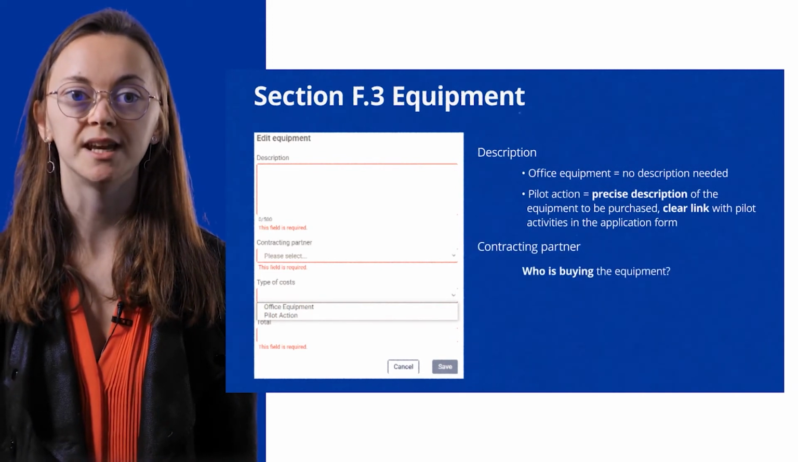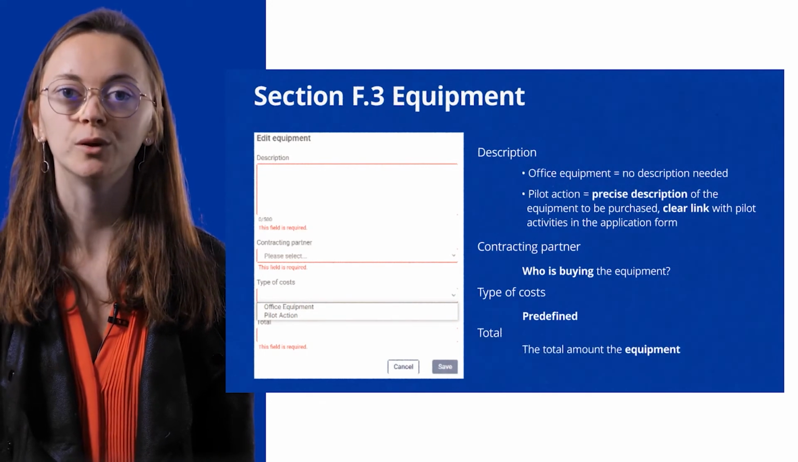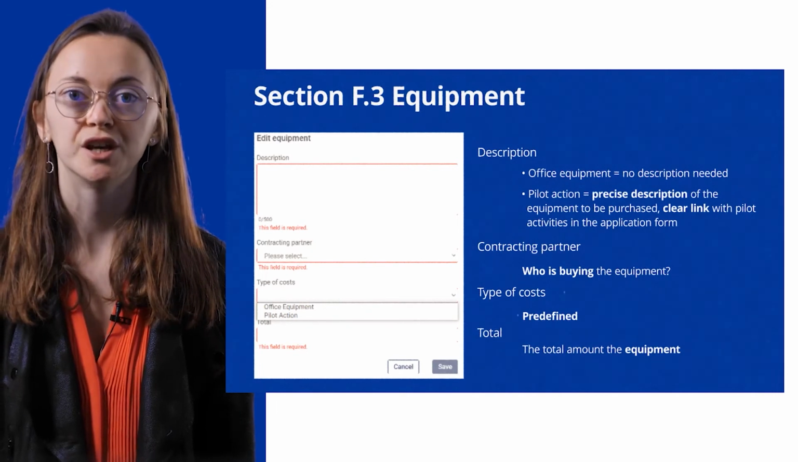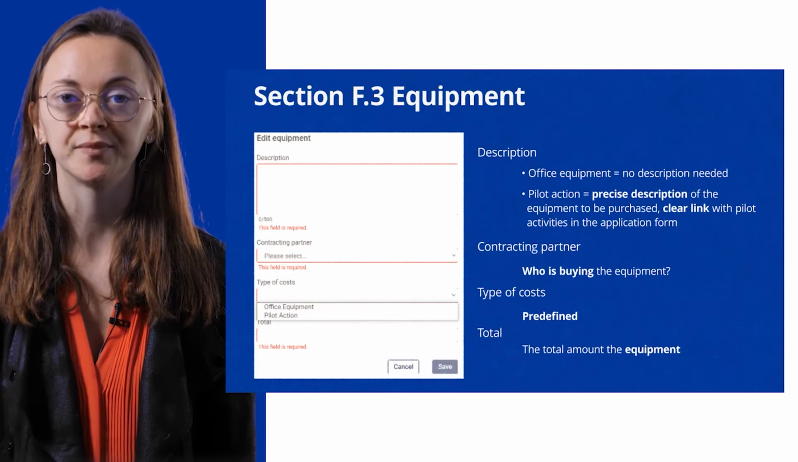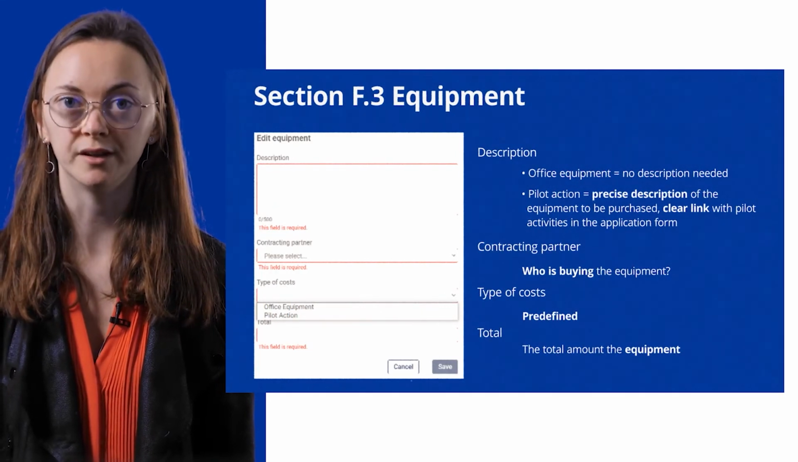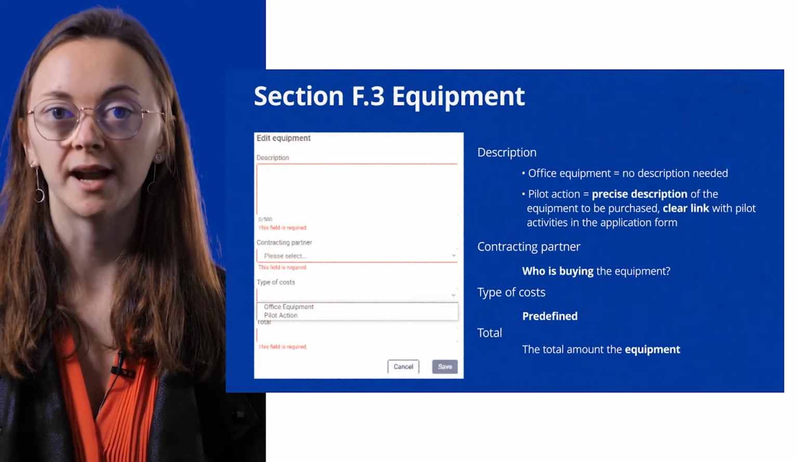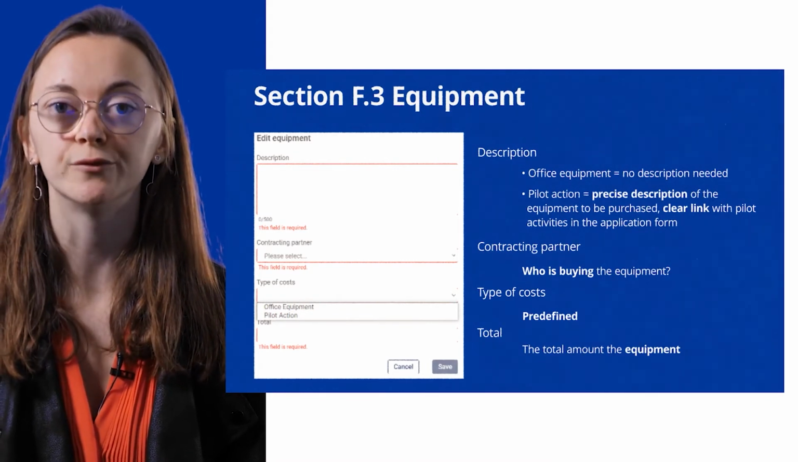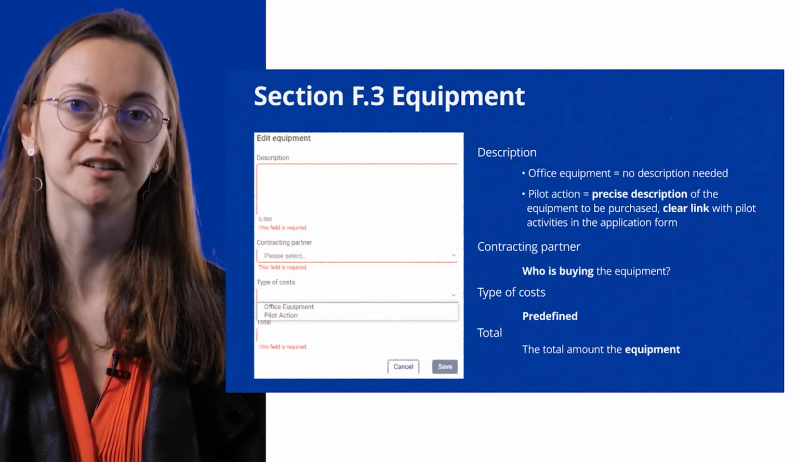So you will have to indicate who is the contracting partner and the total amount of the cost. And you will also have to select in a drop-down menu what is the type of equipment. So it can either be office equipment or pilot action. In case this is office equipment, the description box will be pre-filled, so there's no need to indicate anything else. However, if it is pilot action equipment, the description box will have to be filled with more precise information, so on the equipment needed and on the link with the pilot action activities.